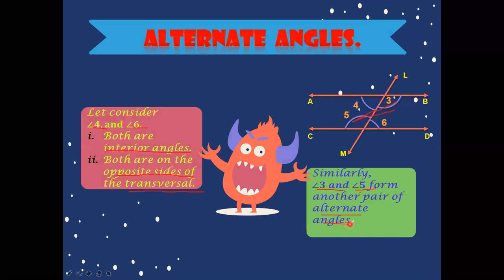So what you have learned here is that in a Playfair axiom, there are two pairs of alternate angles. First one is this pair, and the second one is this pair. I am repeating again, please do not get confused. What will be alternate angles? Both are interior angles and both are on opposite sides of the transversal. So alternate angles here are 4 and 6 and then 3 and 5. These types of angles are called alternate angles.